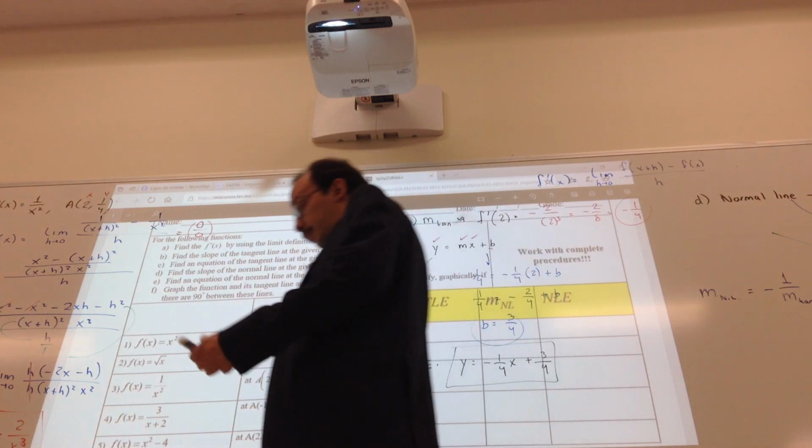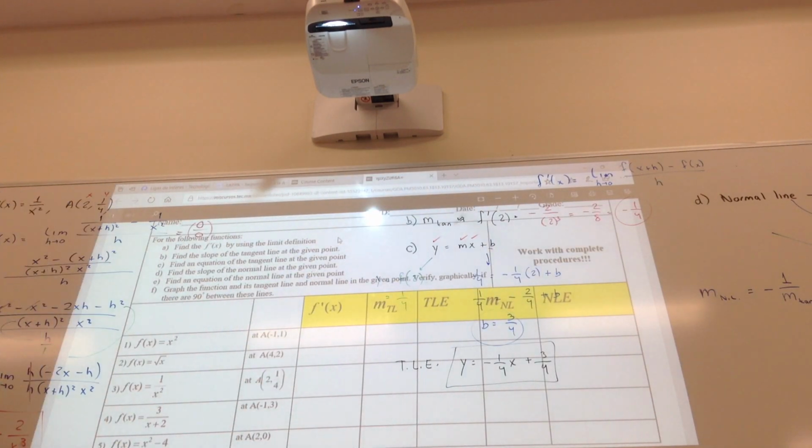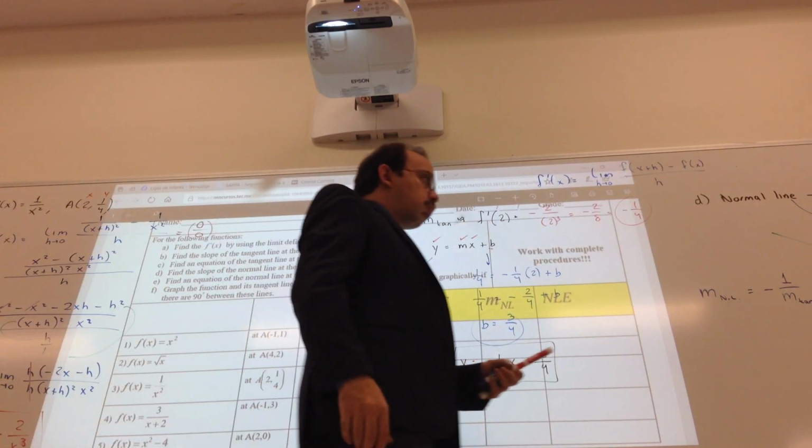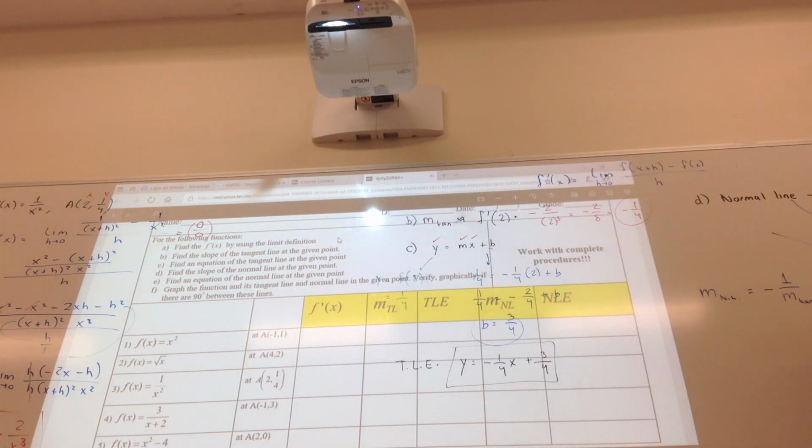Yes? The b, no. The b is going to change. Because in this case, the intersection with the y-axis is going to be very different. The points are the same, right? What is the same will be the x and the y of the equation, because it's the same tangent point. That will be the same. Okay.